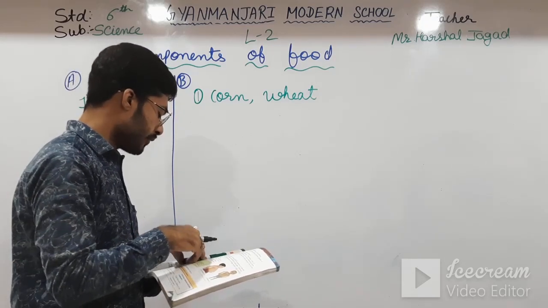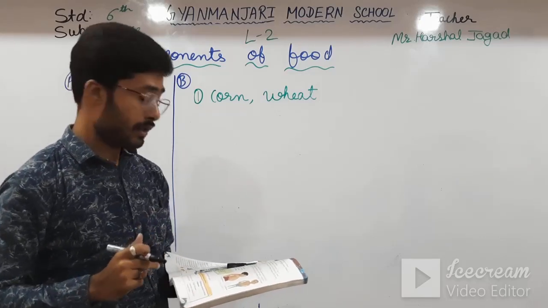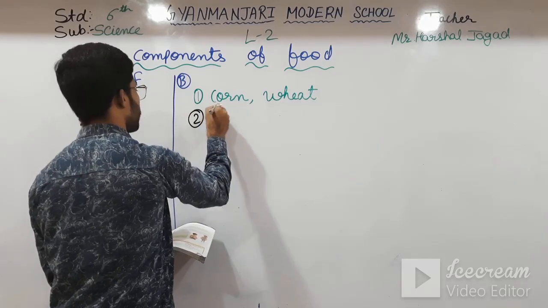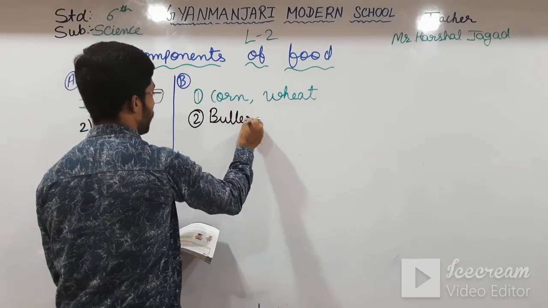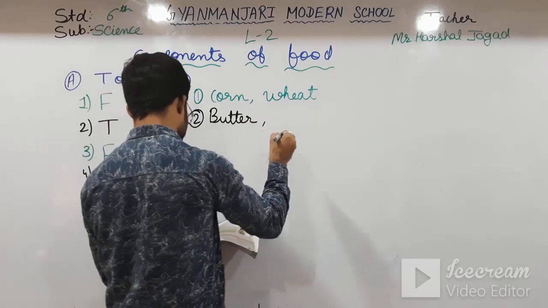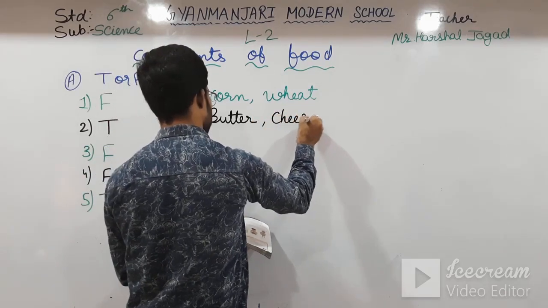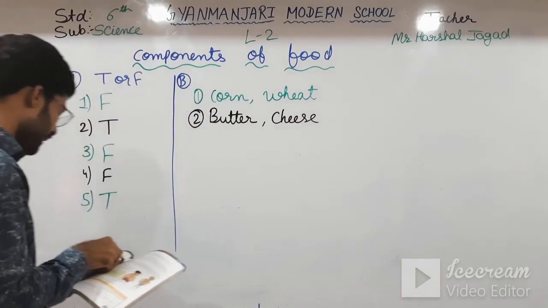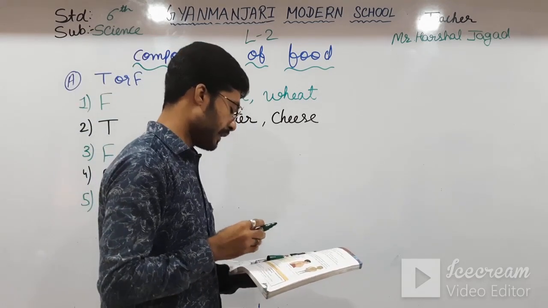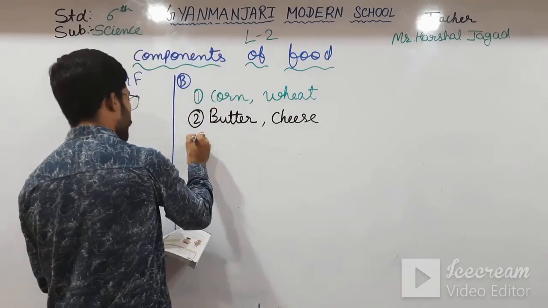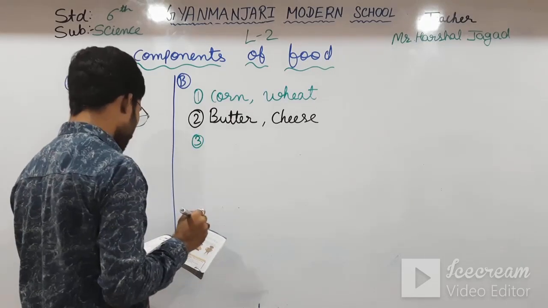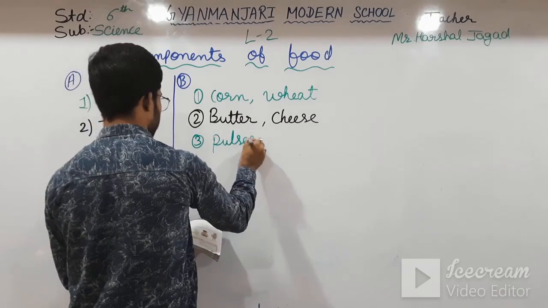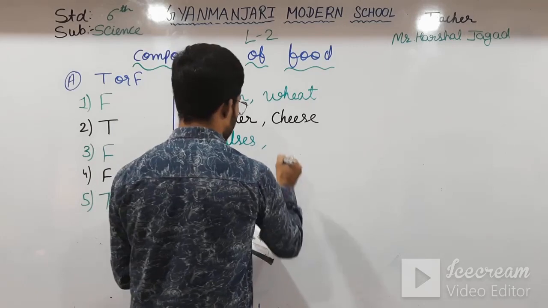Second, fats that are usually solid at room temperature. The solid fats are butter and another is cheese. Third one is rich sources of plant proteins. The proteins that we get from plants are pulses, and second is grams.